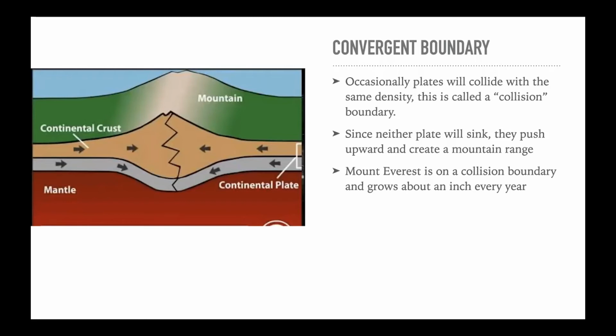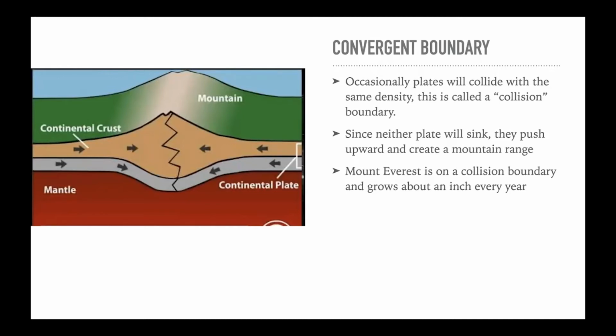So there's another type of convergent boundary. It's similar in that the two plates are still moving towards each other, but it's not the same because they both have the same density. And when they both have the same density, they hit each other and neither one will sink. If neither one sinks, they start to move upwards. And as they start to move up, since they can't go down anymore, they're still floating on top of the mantle, they create a gigantic mountain range. This is called a collision boundary.